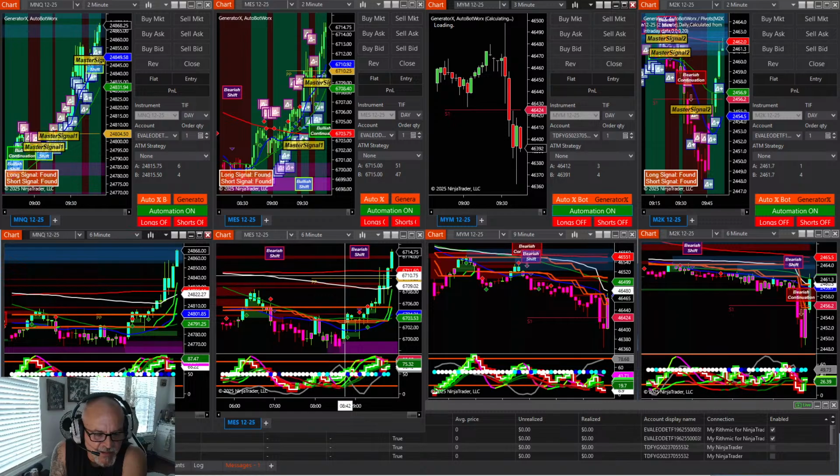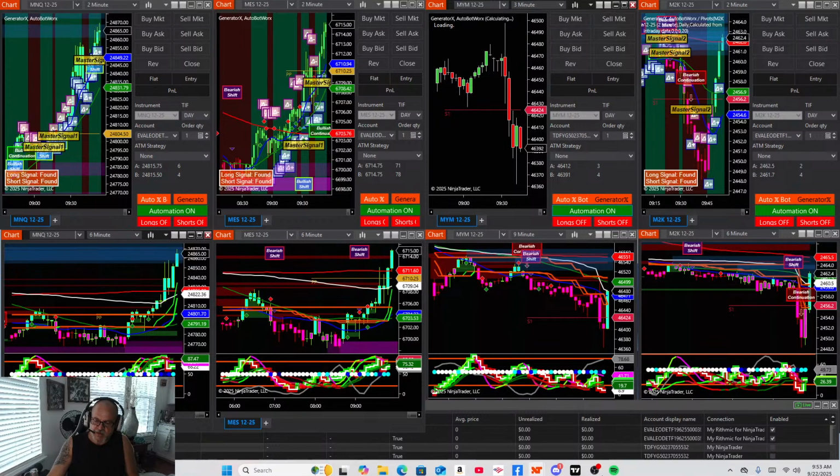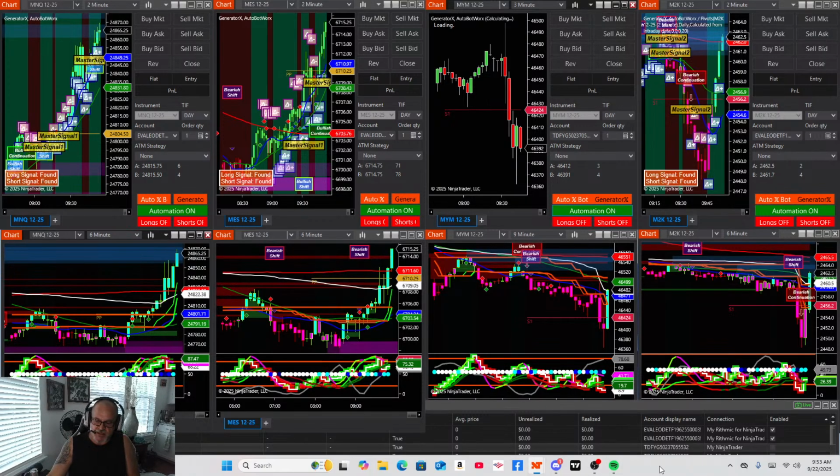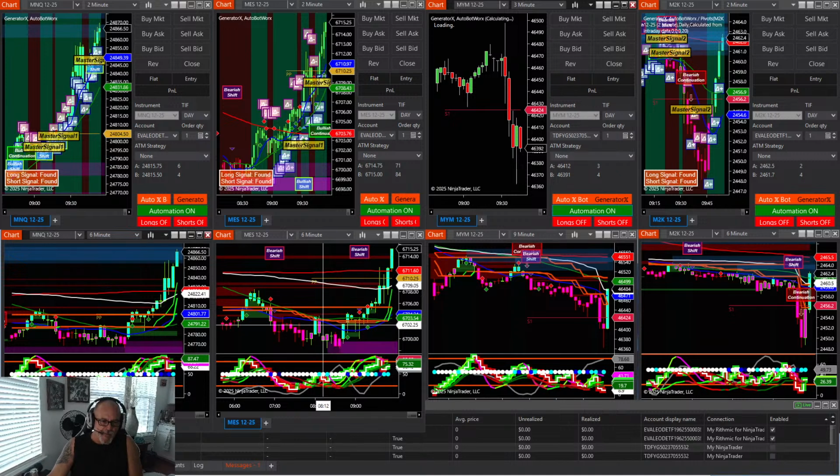But nothing is setting up to see our first little pullback yet, or at least not setting up good enough for me to be able to take a trade on the pullback. But we will. Hopefully. Stay patient and wait for time and price to align. We got 7 more minutes to 10 o'clock.